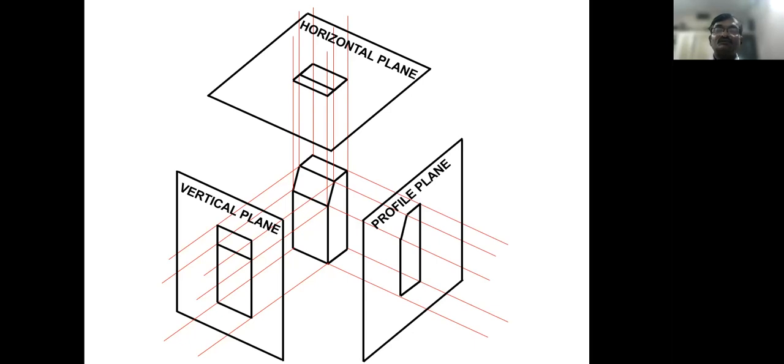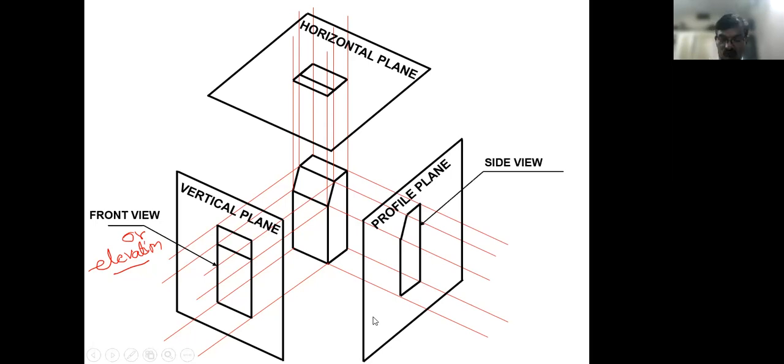And while observing from the top side, that plane is horizontal. That is the horizontal plane, HP. So on the vertical plane, the view formed is called the front view, or sometimes it is called elevation. And on the profile plane, the view formed is called the side view.